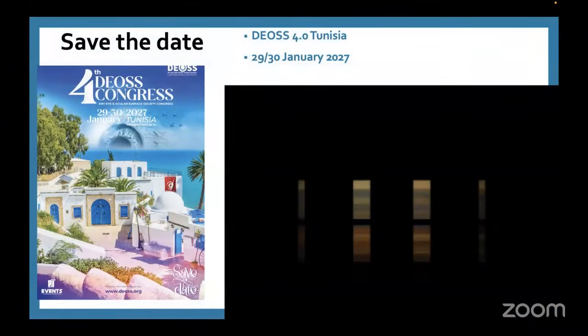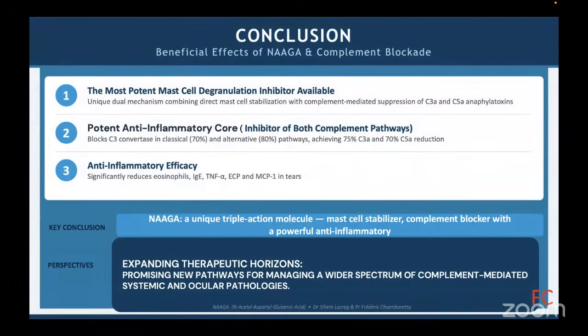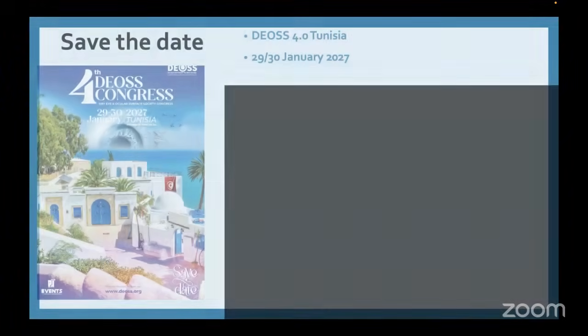In conclusion, we know now that NAGA is the most potent mast cell stabilizer. It's a potent anti-inflammatory drug, and this anti-inflammatory efficacy is now proved.